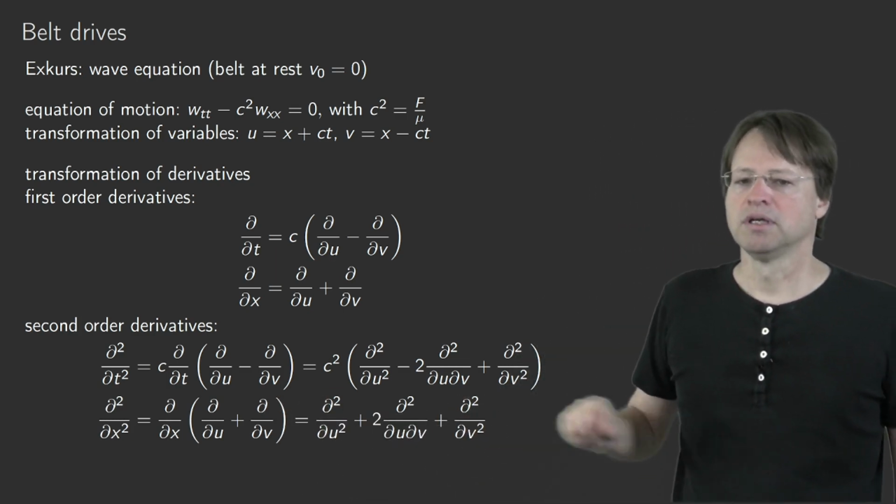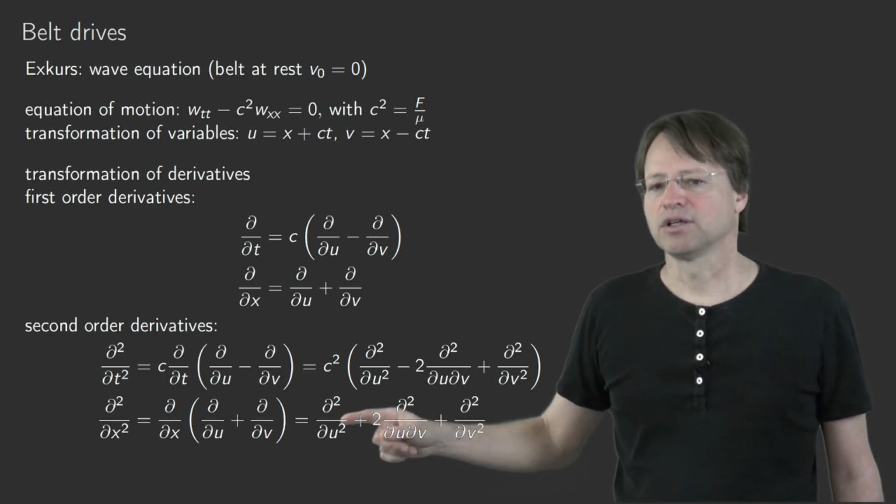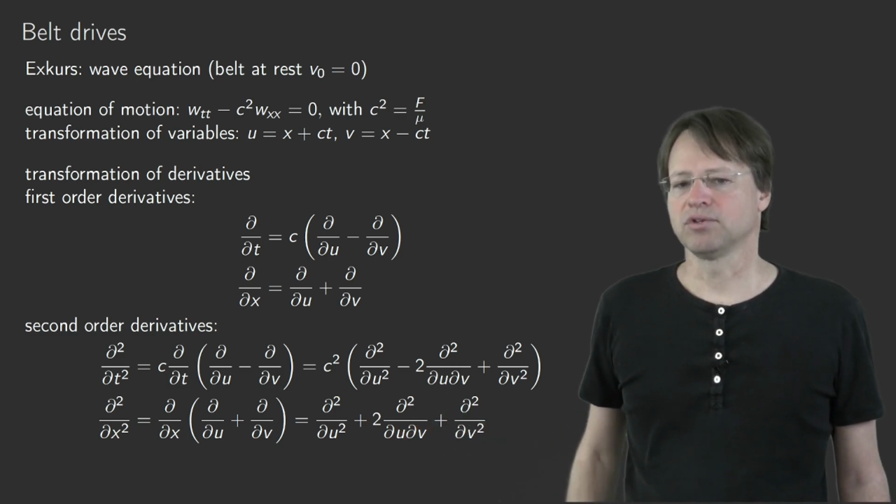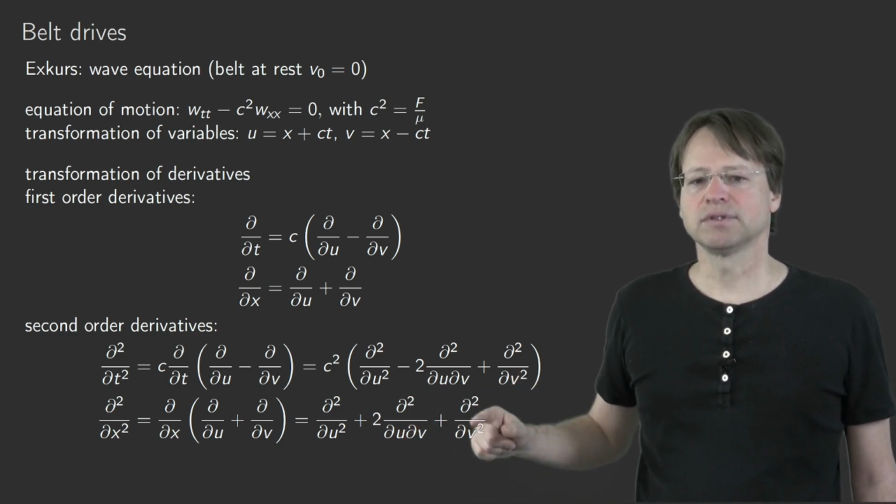It would be also a binomial formula. Second derivative with respect to u plus twice the second derivative with respect to u and v plus second derivative with respect to v.